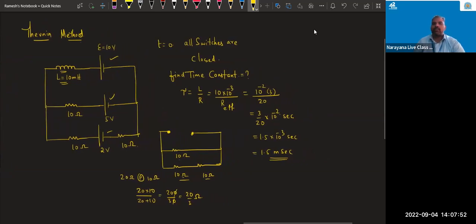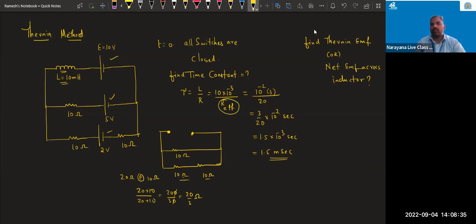Next question. Find Thevenin EMF. Thevenin EMF or net EMF across inductor. Net resistance, this is Thevenin resistance. What is another name? R effective is also called what here? Thevenin is the name of a scientist. This technique is represented by this guy only. So effective resistance or Thevenin resistance also you can call.